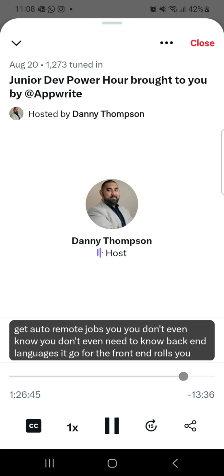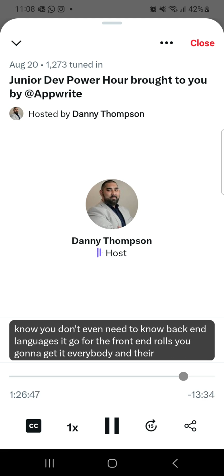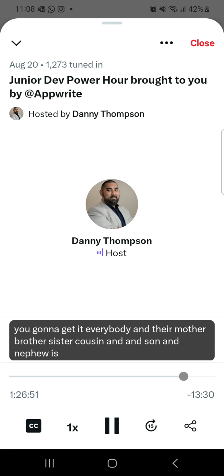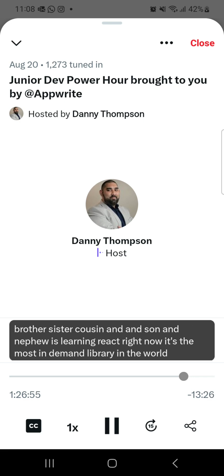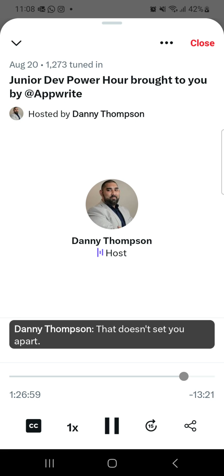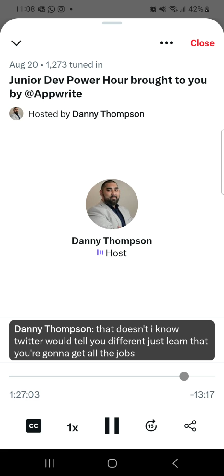You go for the front-end roles. You're going to get it. Everybody and their mother, brother, sister, cousin, son and nephew is learning React right now. It's the most in-demand library in the world right now. That doesn't set you apart. I know Twitter will tell you different. Just learn that and you're going to get all the jobs. That's not setting you apart.